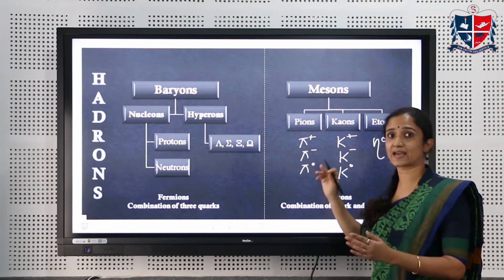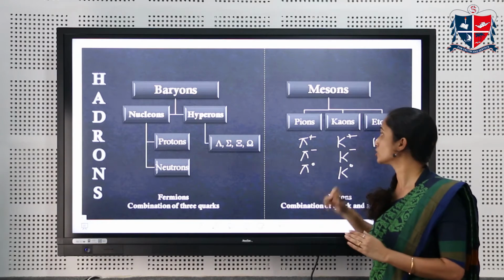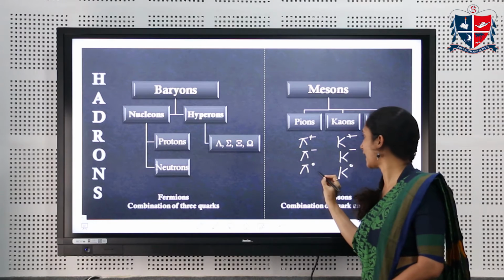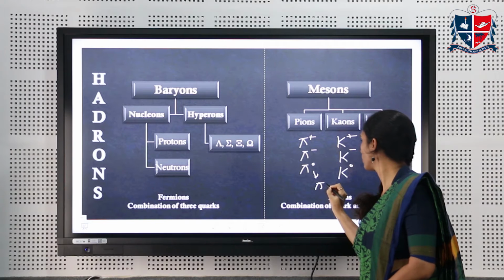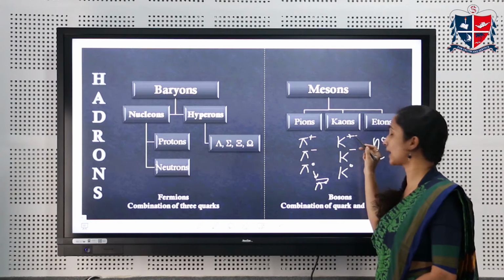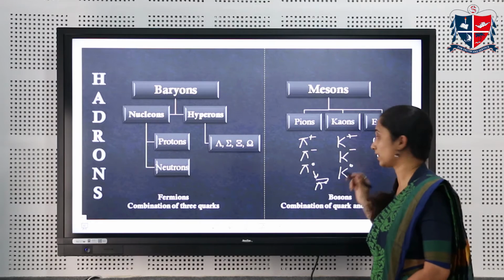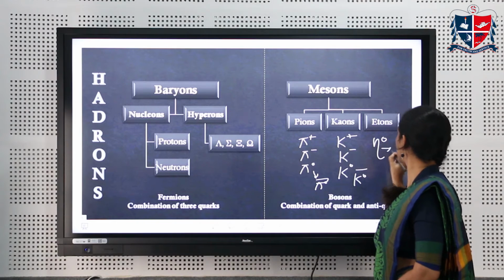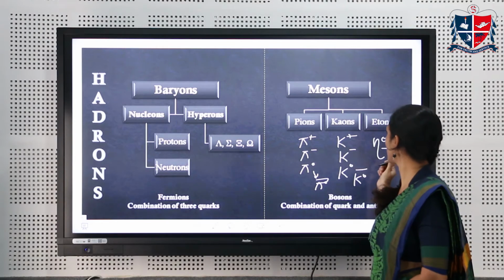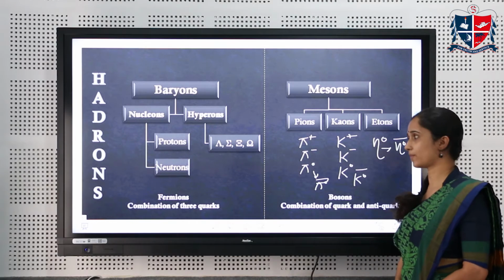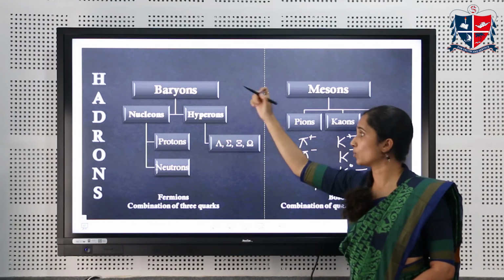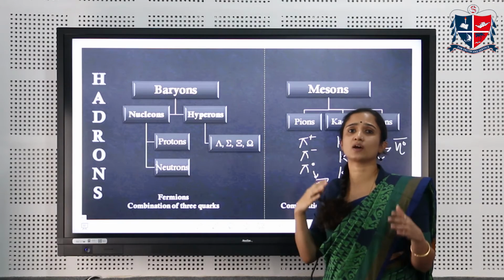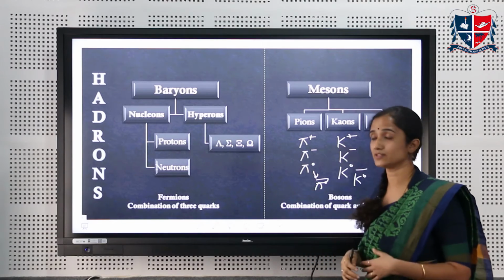Now all these particles have their corresponding antiparticles. Pi plus and pi minus are antiparticles of each other, and for pi 0, the antiparticle is pi 0 bar. Similarly, K plus and K minus are a particle-antiparticle duo. K0 has an antiparticle K0 bar, and for eta 0 we have eta 0 bar as the antiparticle. Similarly for baryons also, we have proton and antiproton, neutron and antineutron. So we have a large collection of subatomic particles.